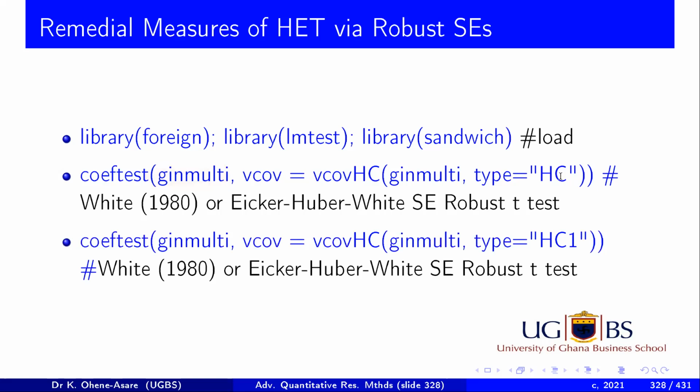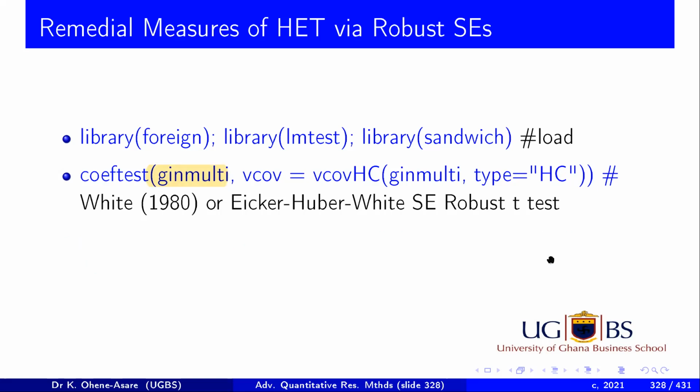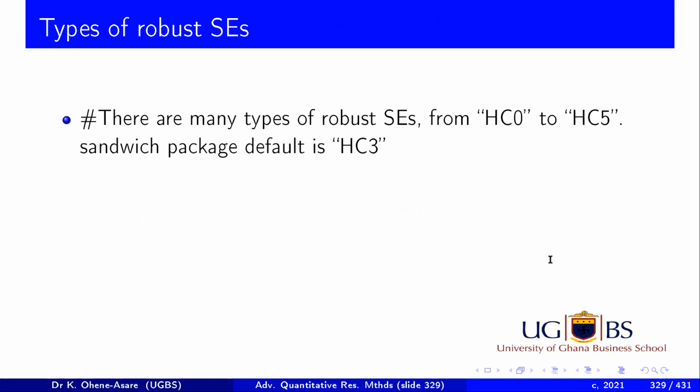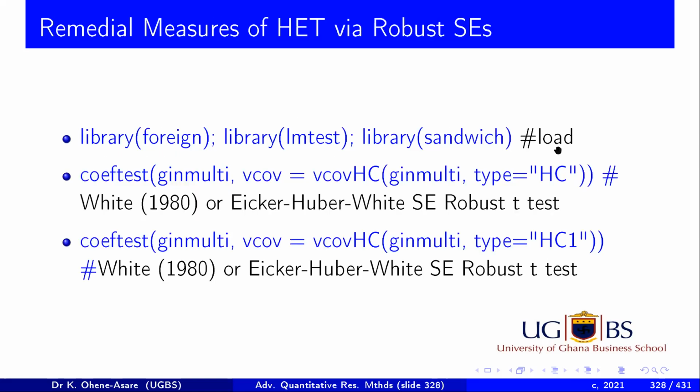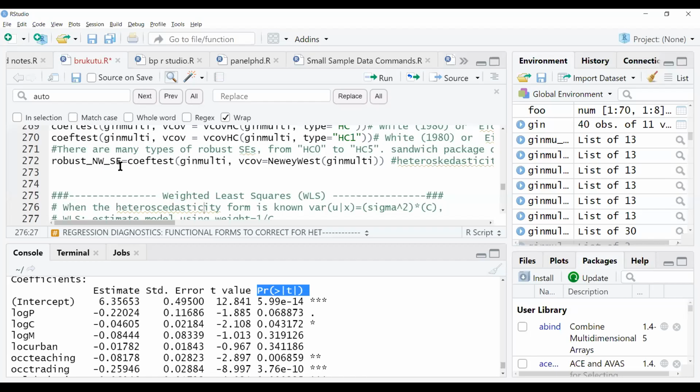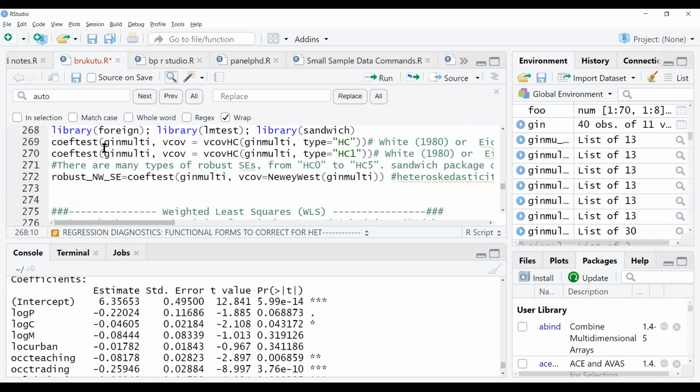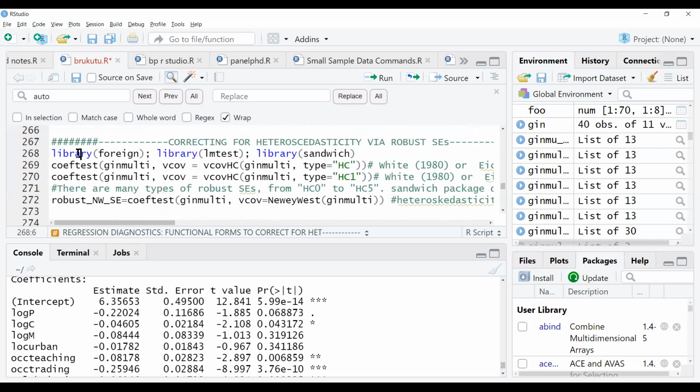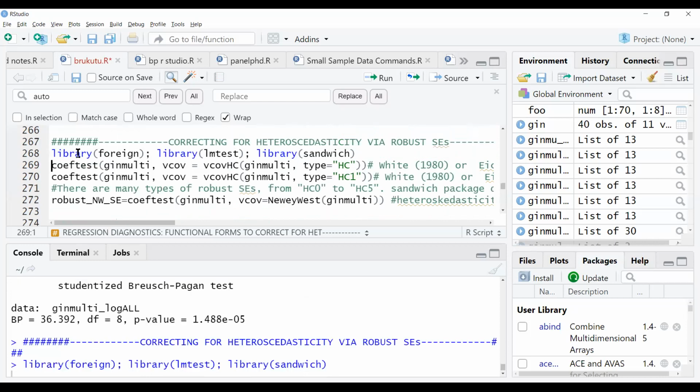Now you can change the HC to HC1, which is another form of the Eicker-Huber-White standard error. Okay, all right. So we are going to try that first. So let me just do that here with you. I'm just going to take you back up here, and you will see that I'll have to invoke my library and all my other commands in there.